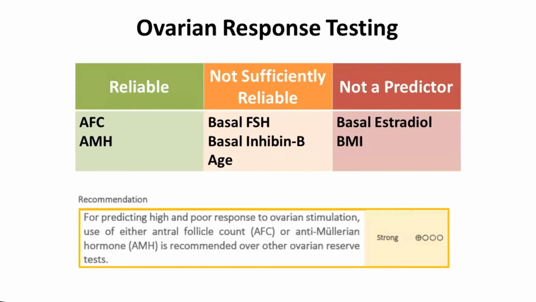And this is the guideline recommendation. We have to rely on the antral follicular count and the anti-Mullerian hormone for prediction of the ovarian response. This is very essential for calculation of the initial dose of HMG or FSH in ovarian stimulation, and this is very essential to counsel the patient about her response.